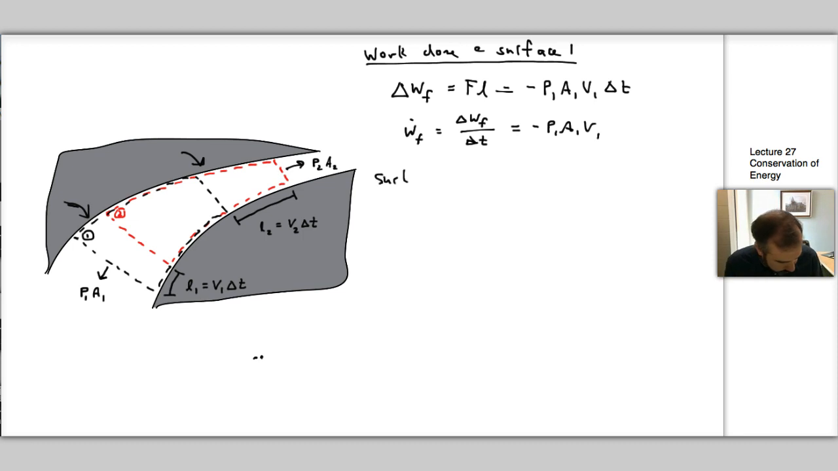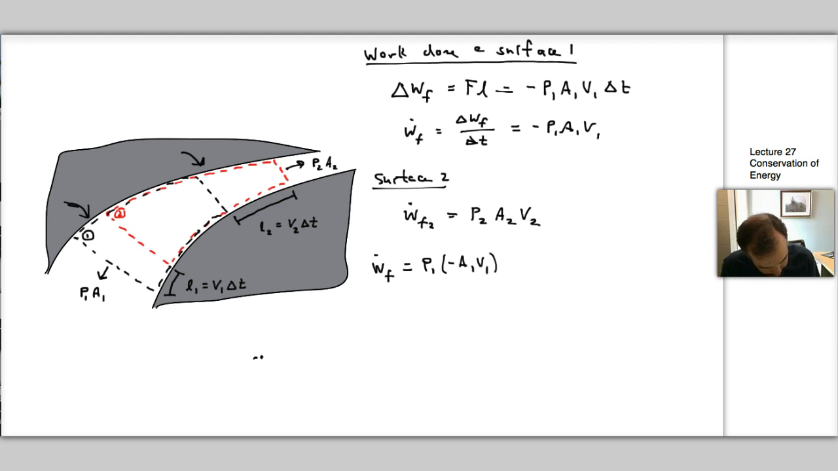So now let's look at surface 2. And it's going to be exactly the same. So WF dot at 2 is equal to P2 A2 V2. So exactly the same. And then if we plug that into our equation, we can say that WF dot is equal to, and I'm going to rearrange this slightly, P1 times negative A1 V1 plus P2 times A2 V2.